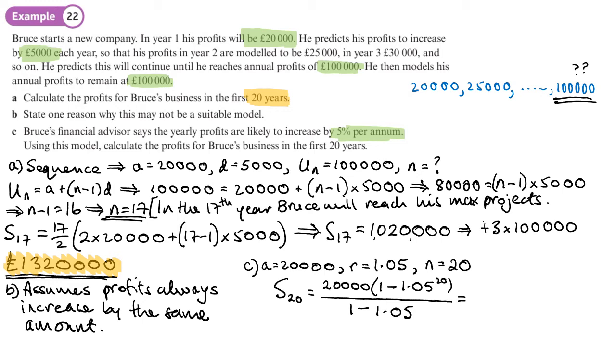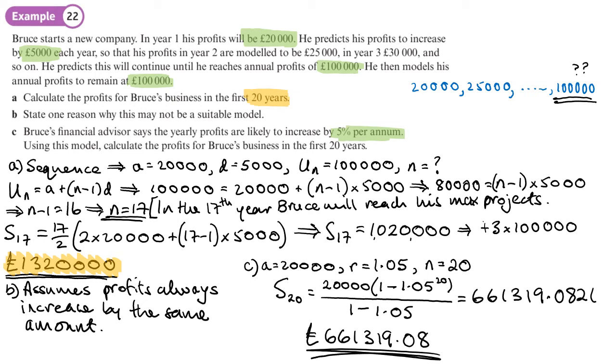Now this gives me a value of 661,319.0821. So this is the only time you wouldn't give answers to 3 significant figures, when you're talking about money answers. We need to turn this into pounds and pence. So £661,319 and 8 pence. So it'd be sensible to round your final answer into pence.